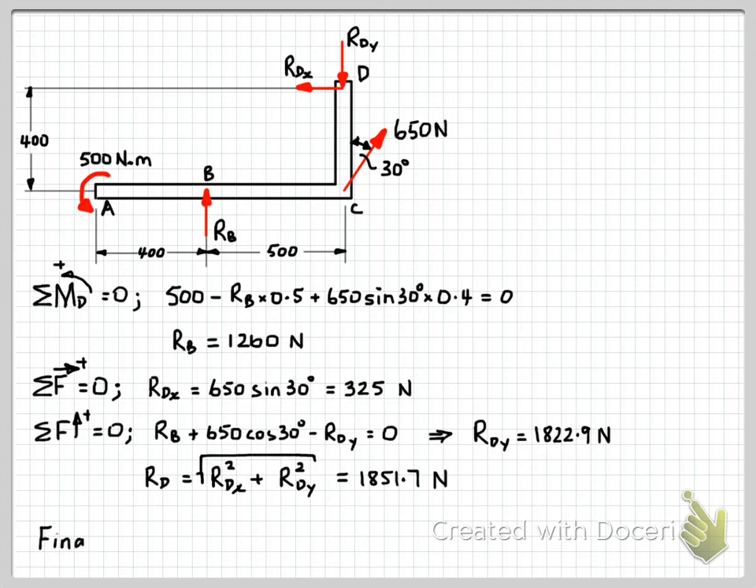And finally, we should summarise our answers. So final answers at the end, and round to an appropriate number of significant figures. So rounding to 3 significant figures, we have RB is 1.26 kilonewtons, and RD equals 1.85 kilonewtons.